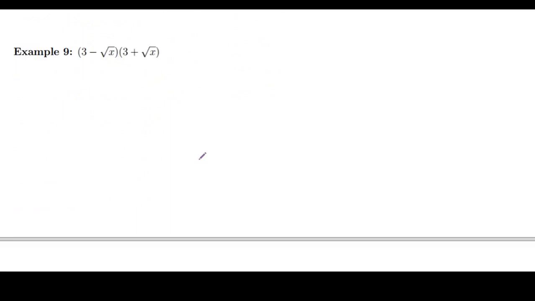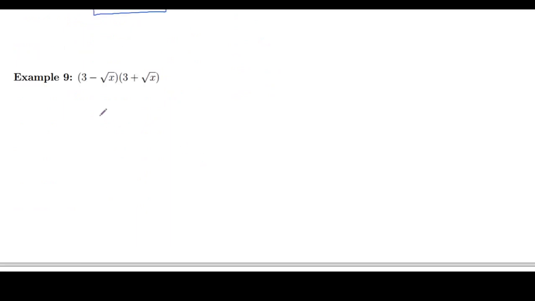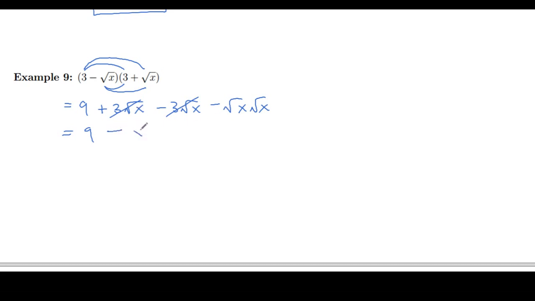Okay, so doing the same thing for this one, two binomial terms we will multiply, right? So 3 times 3 is 9, and then plus 3 root x, and then minus 3 root x, and then minus root x times root x, which will just give us an x. So this will be 9, and these two are negatives, so they cancel, and then this will be minus x.